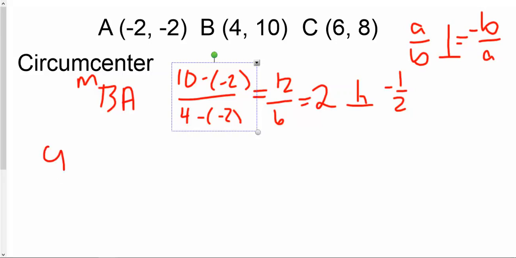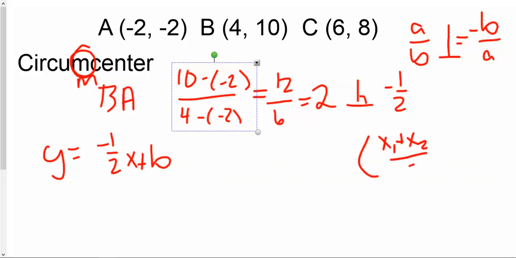So now I know my equation is going to be y equals negative 1/2 x plus b. I need to actually find the midpoint, right? We talked about circumcenter using the midpoint. So the midpoint formula is essentially the sum of the x's over 2 and the sum of the y's over 2. Think about midpoint as the average of the x and y value. This gives me a midpoint of 1, 4.